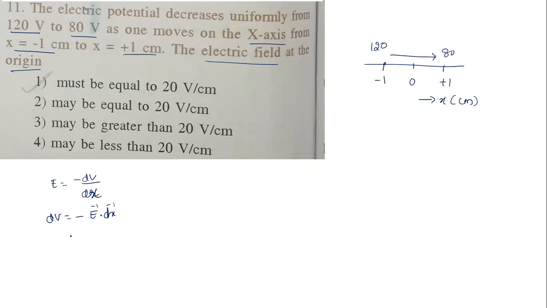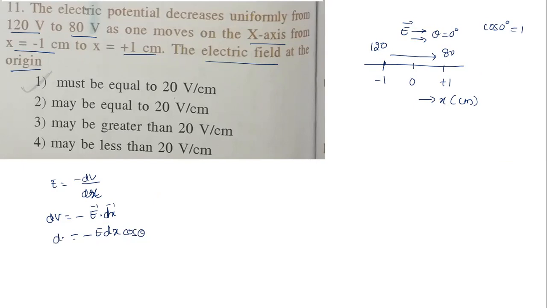Now we need to look at the angle between them. What must be the angle? Look, the electric field is in the direction of decrease in potential. This is the direction of electric field, and we are also moving from this location to this location. The displacement is also the same, so the angle is 0 degrees. Cos 0 degrees becomes 1. So now I'll write minus E dx into cos theta.